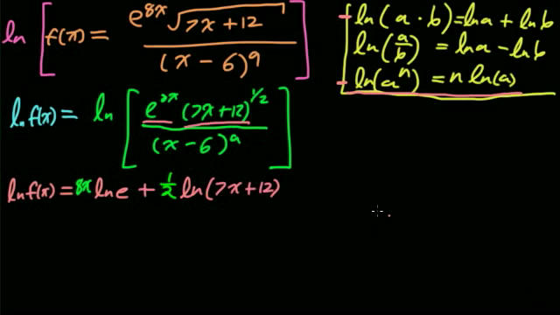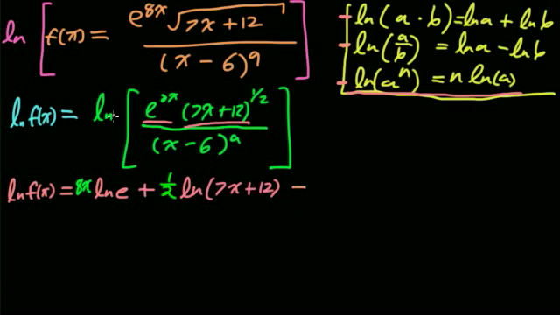So now what's our last term that we have to put in? Well, it's this term, right? It's x minus 6 raised to the 9th power, and we're dividing by it, right? So you can probably guess we're going to use the one property of logarithms that we haven't used yet. We're going to use the natural log of a divided by b is equal to the natural log of a minus the natural log of b.